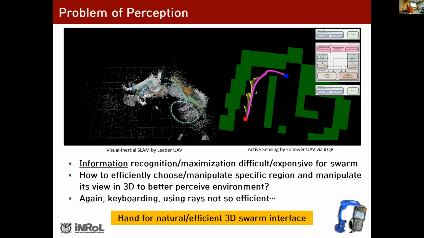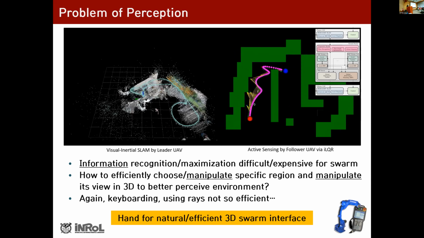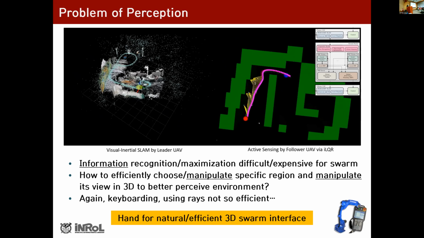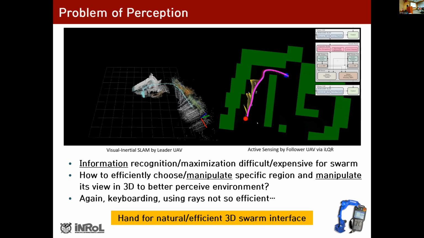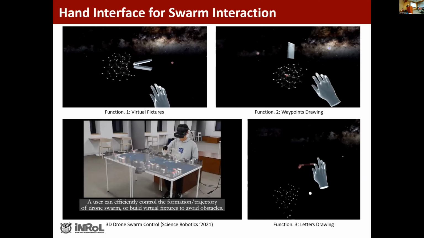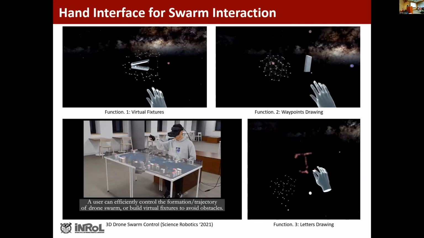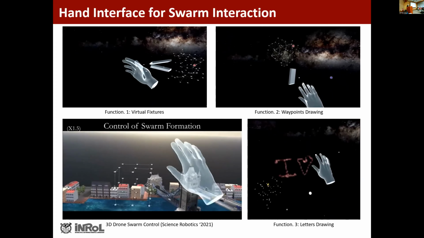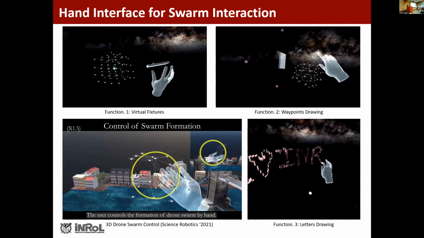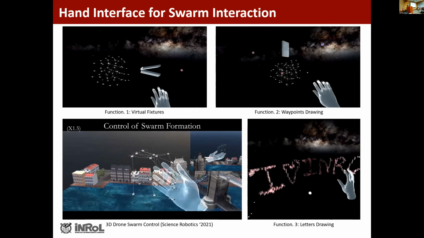Again, keyboard, or a controller using that kind of ray information, is not really intuitive and also not really efficient. For manipulation, we have this hand, the best solution from evolution. So that's why I argue that we need to use this hand, and using this hand will make swarm control much more efficient, much more intuitive, and also much more fun.